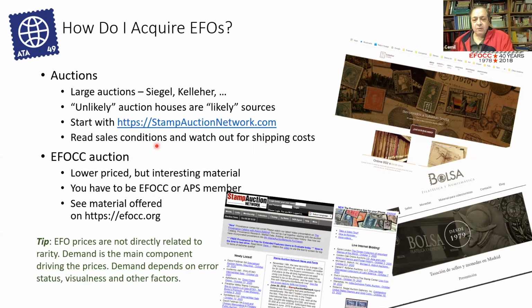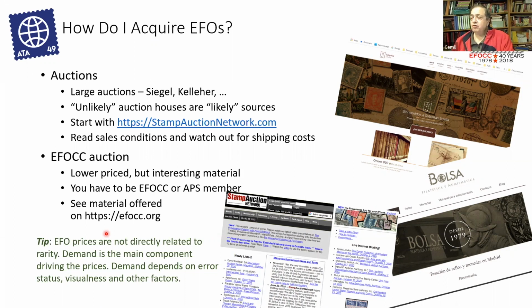Finally, one thing that I want to mention is the EFOCC auction. The reason why the EFOCC auction is particular, first of all, you get a big concentration of EFOs. It basically has only EFOs, but it has also EFOs that are in lower price ranges that are not necessarily carried by auction houses. So that is why the EFOCC auction is a good place to look, if you are looking for EFOs, in particular getting started.